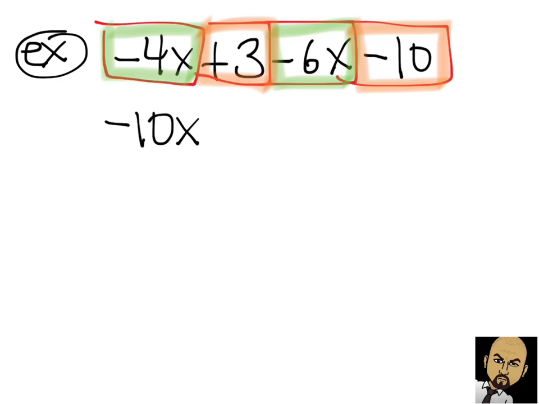Are they at war? They're at war. Who wins the war? The negatives. By how many? 7. And so you don't have any more like terms. You've combined and collected them. You have negative 10x and negative 7.